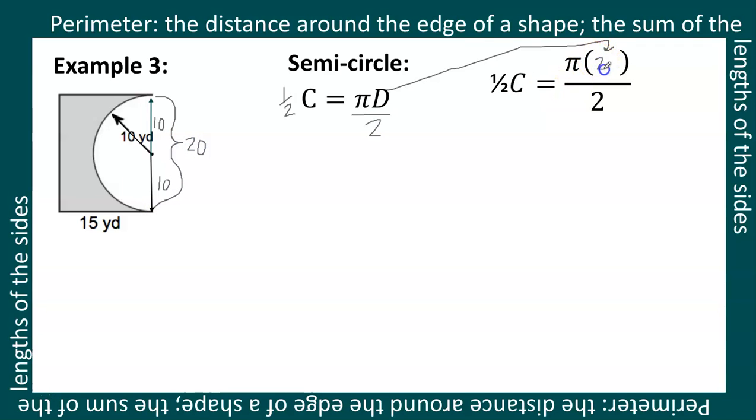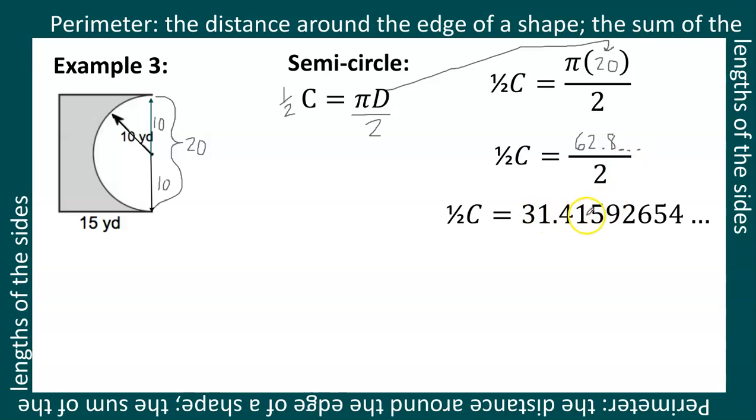So I'm going to replace D with 20, and then I'm going to type into my calculator 20 times pi, which gives me 62.83185307, etc. So I'm just going to record that as 62.8, and then I'll leave that full long number in my calculator, divide that long number by 2, and that will give me the 31.4, etc., which I'll round to the nearest tenth. So this 31.4 represents this curved length.